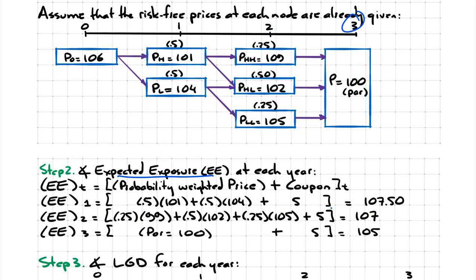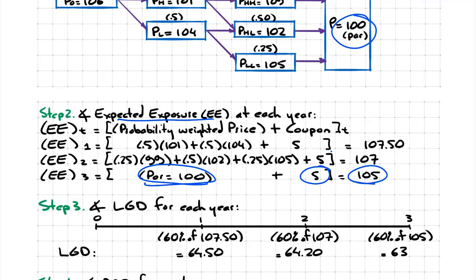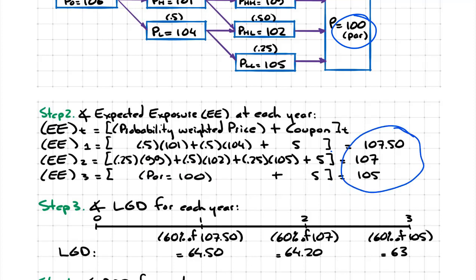And then finally at t equals 3, what are you exposed to? Well, that's the maturity. I expect the par, right? 100 plus the final coupon. So your total exposure at t equals 3 is 105. Okay, now these are the amounts if there is no default.